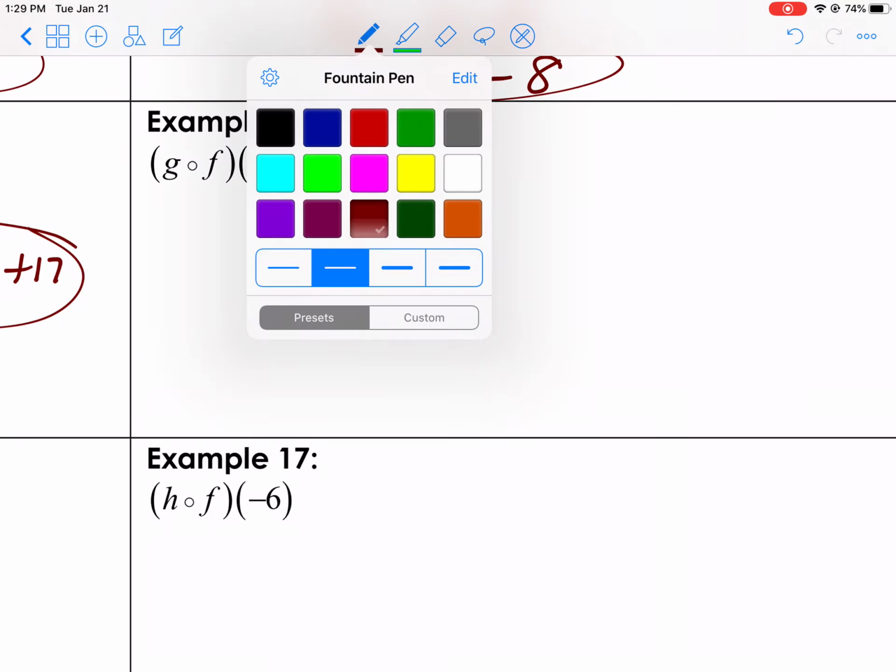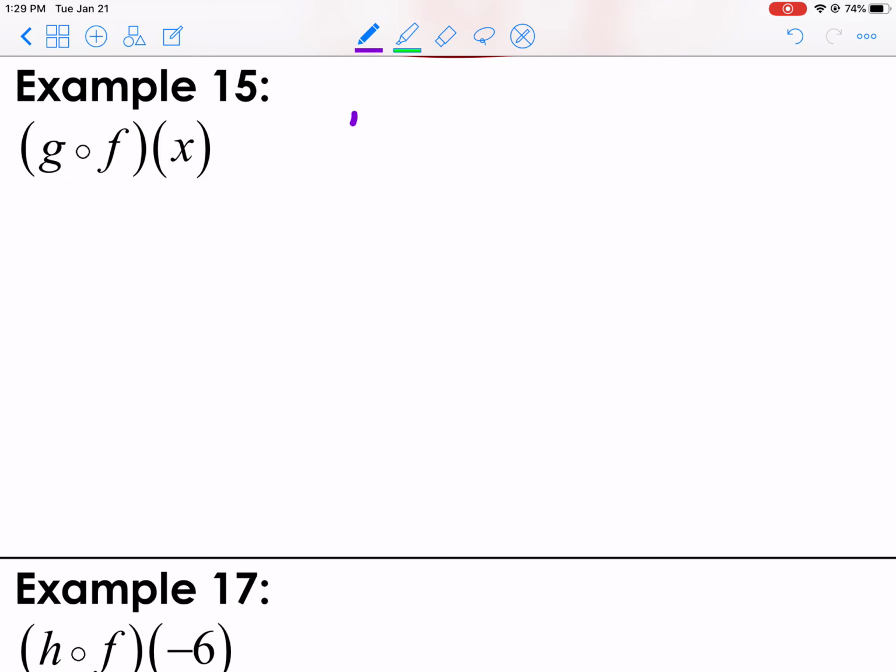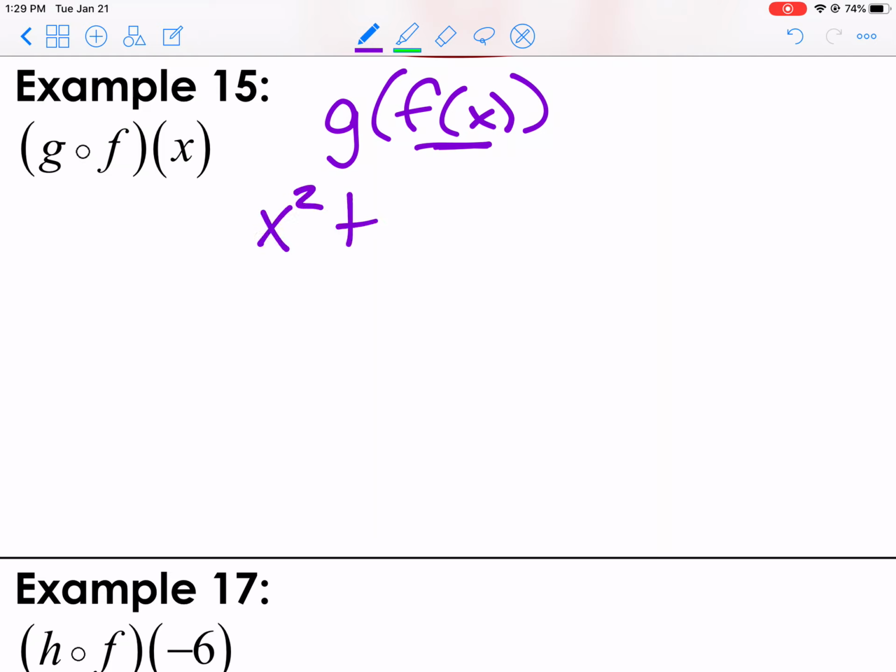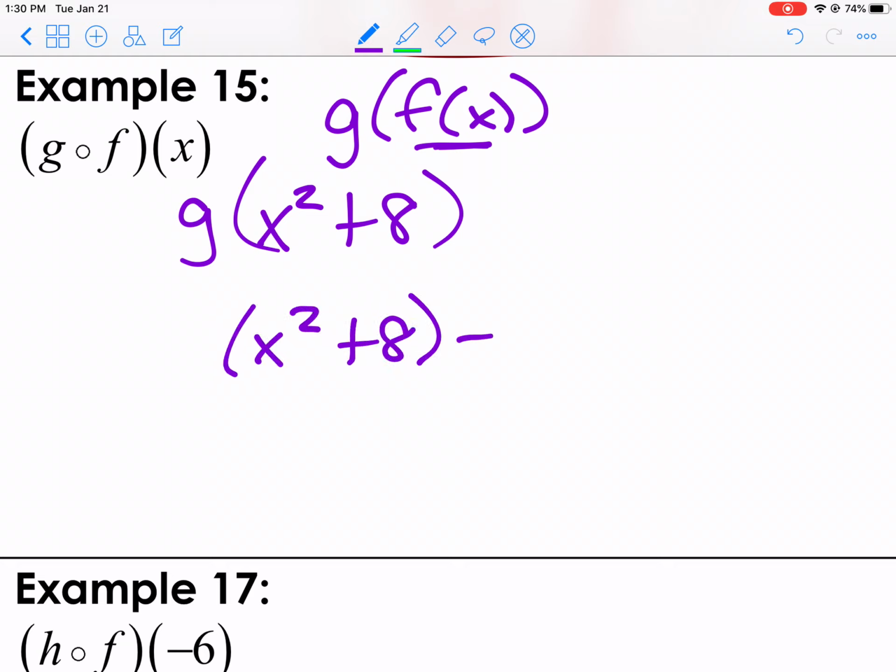All right, 15. I'm just going to change color. We're looking for g of f of x. So I'm going to start with the inside. F of x is x squared plus 8. So we're looking for g of x squared plus 8. I'm going to replace the x in the g expression with x squared plus 8. So we have x squared plus 8 minus 1. Dealing with order of operations, there's really nothing we can do until we separate the 1 from the 8. So it's just that.